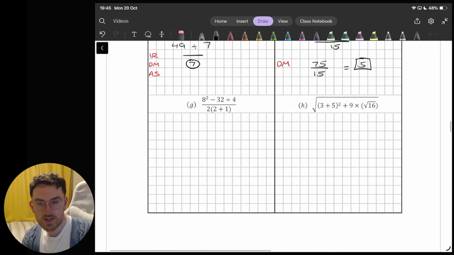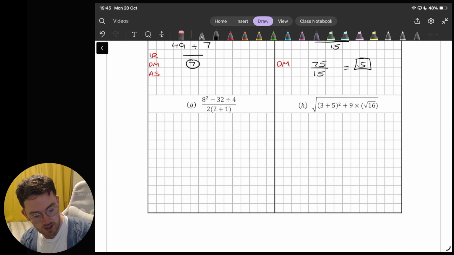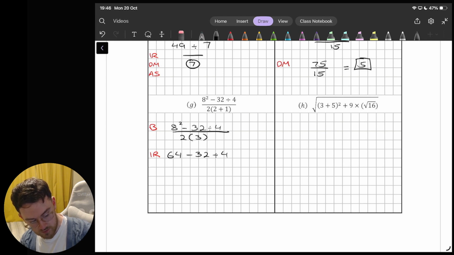Okay, a further example of that comes up in part G here. Same idea again. We'll start with brackets. So 8 squared minus 32 divided by 4 over 2 times 2 plus 1, which is 3. We'll go with indices and roots next. So I do have some powers. 8 squared is 64, minus 32 divided by 4, 2 times 3.